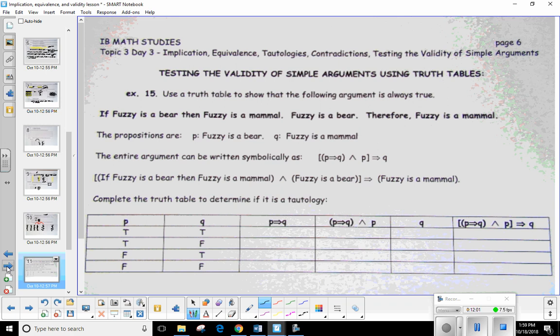Okay, now this will go back to help Michelle with her question the other day, the one that I really couldn't answer until we actually talked about them. Okay, so it says testing the validity of simple arguments using truth tables. Use a truth table to show that the following argument is always true. So if we are correct, we should be getting a tautology out of this. That means the final column should be nothing but truths.